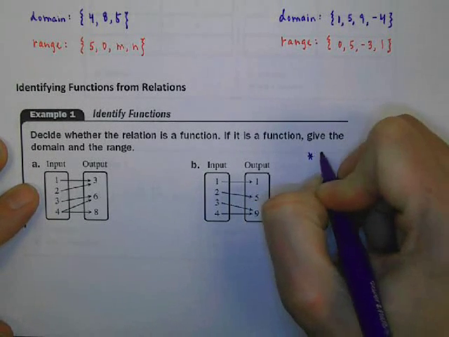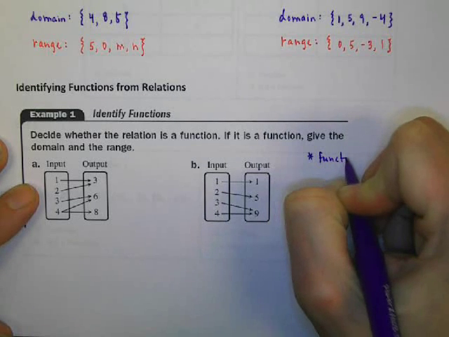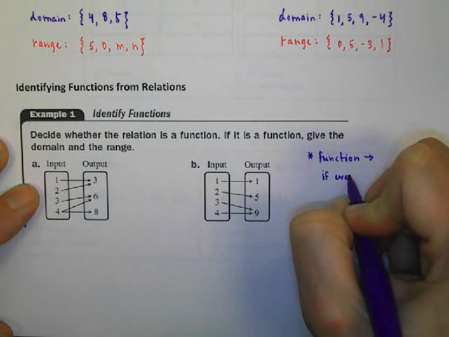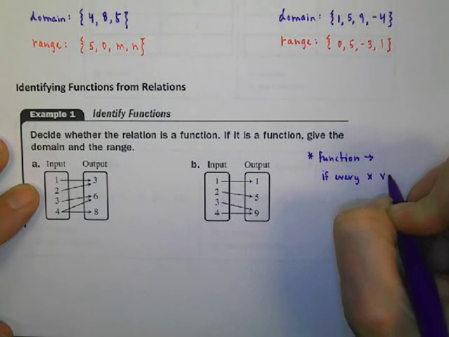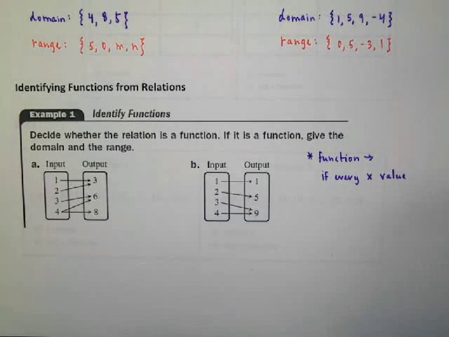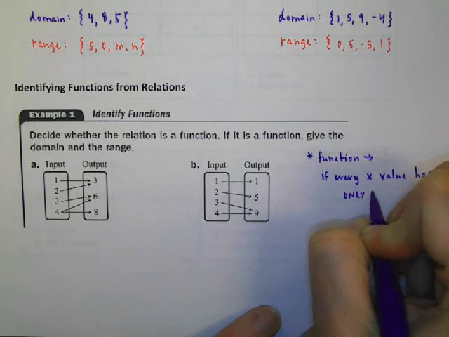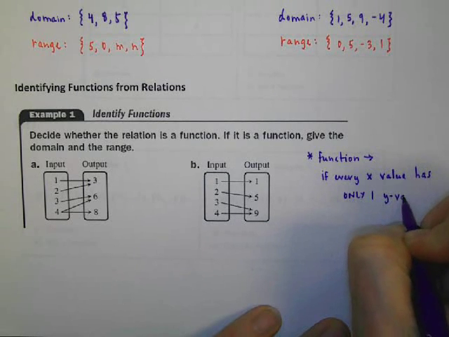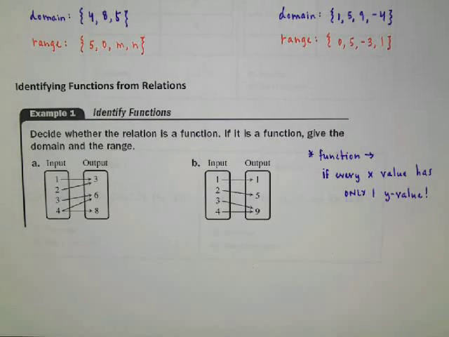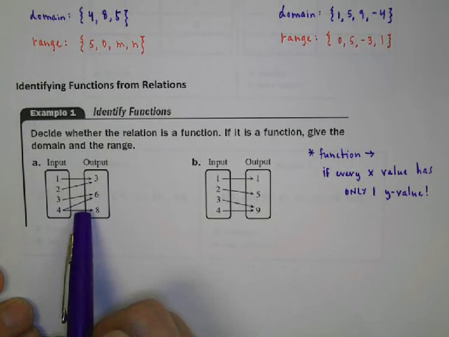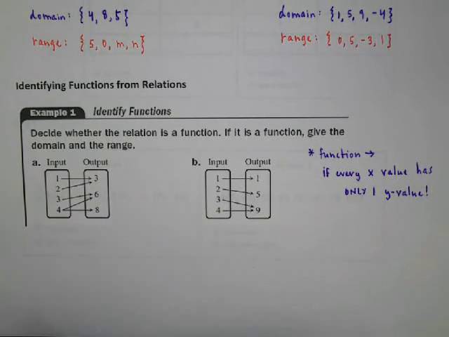Remember, I'm going to repeat this. It's a function if every x value has only one y value. That's the only way it's going to be a function. Every x is matched with only one y. So let's take this first relation. It matches up some inputs with some outputs, and so I'm going to check.